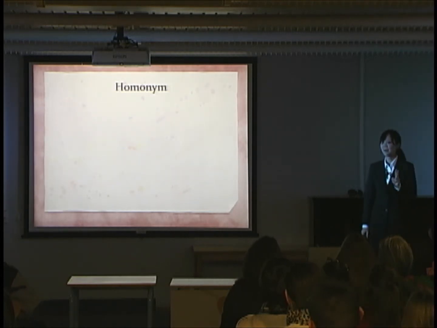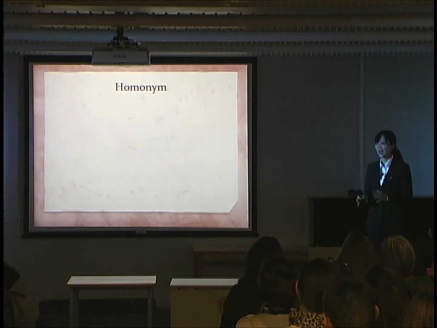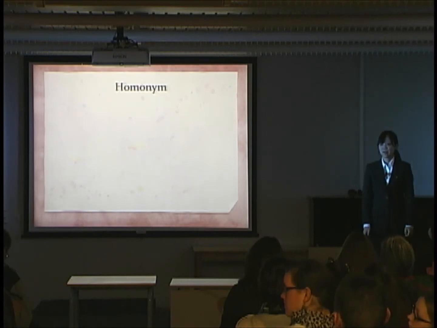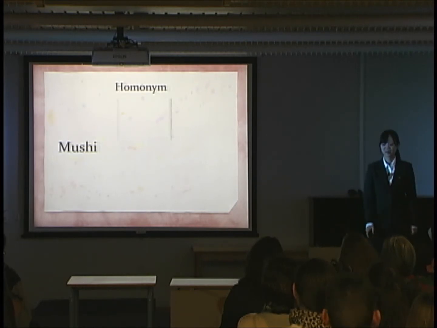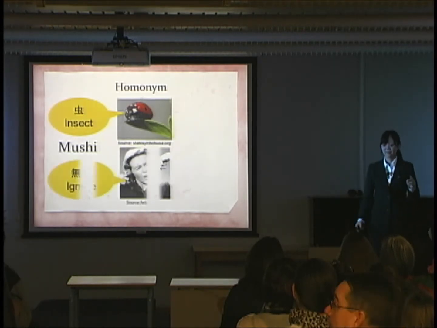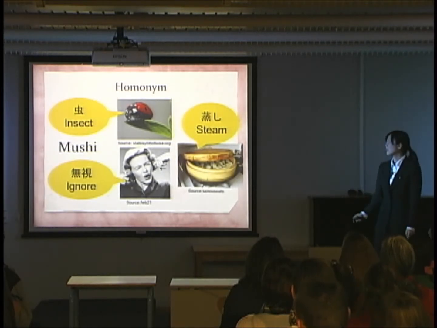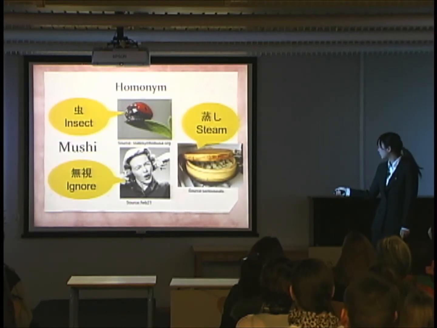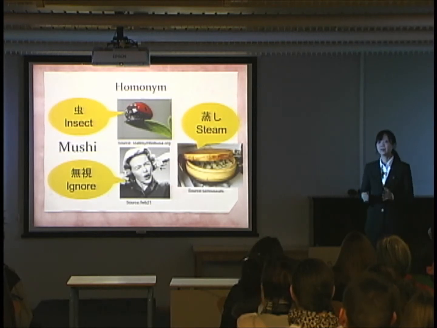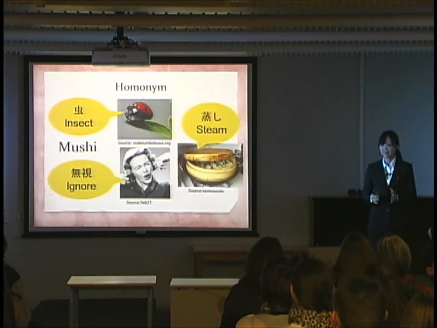Second, there are many harmonies in Japanese language. Harmonies means the words which have same sounds and different meanings. Here is an example. We have the word mushi. Mushi has three meanings in Japanese language. First, insect. Second, ignore. Third, steam. You can see there is different kanji in each mushi. Each kanji has different meanings, so we can recognize which the meanings by kanji.